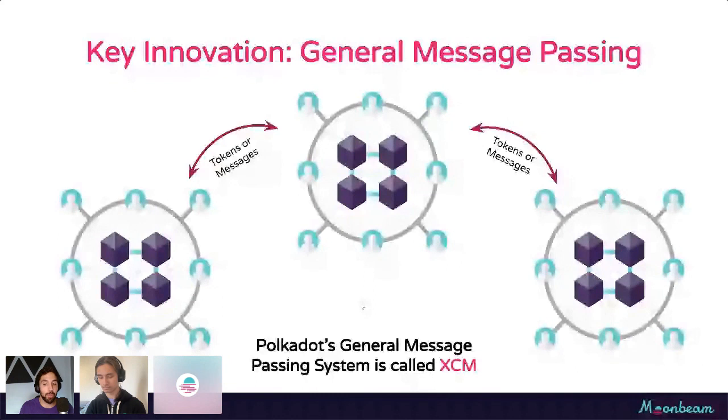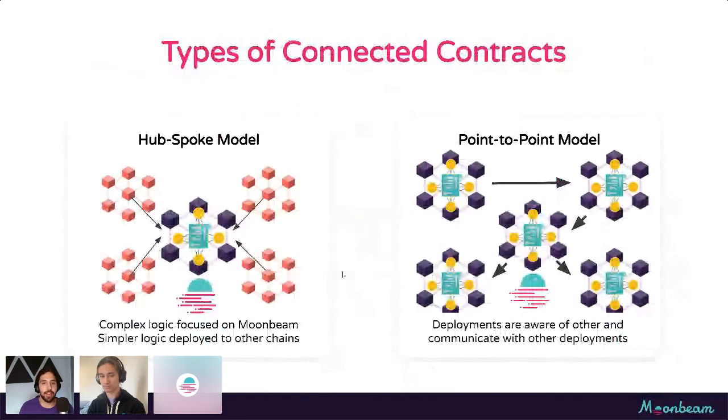And because Moonbeam is connected to Polkadot, it can also benefit from Polkadot's general message passing system that is called XCM. So we can divide the types of connected contracts, right? I mean, we think that there are two main models. In the future, there might be more, but we think that right now there can be two main types of connected contracts. One of them is the hub-spoke model, which is similar to the centralized deployment that we've shown before, but the idea here is that you have the complex logic focused onto a single blockchain like Moonbeam, and then you have simpler logic deployed to these other blockchains that can communicate with this more complex logic, right?